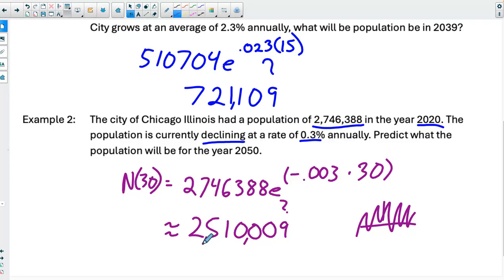Would that be the nearest person? What would be the nearest person? Yeah, we'd actually round up 1. So if we're rounding to the nearest person, that's what we're looking at.